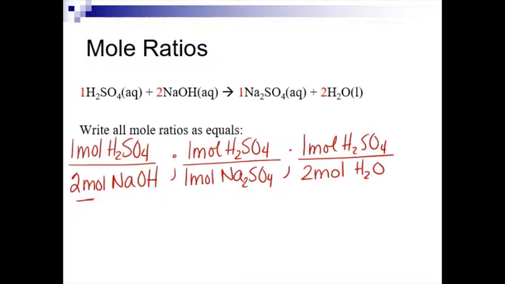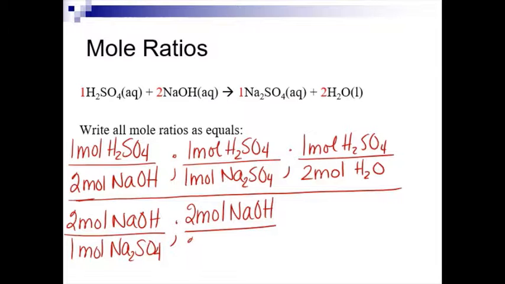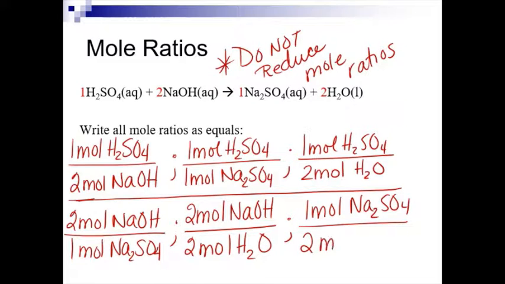But right now I've got 3 ratios. So let's do some more. 2 moles of NaOH, draw a line there, to 1 mole of sodium sulfate, or 2 moles of NaOH to 2 moles of water. And this is very important. Do not reduce mole ratios. Let's write this up here. Do not reduce mole ratios. Okay. We have one more to write, and that's the product mole ratio. So 1 mole of Na2SO4, 2 moles of H2O.